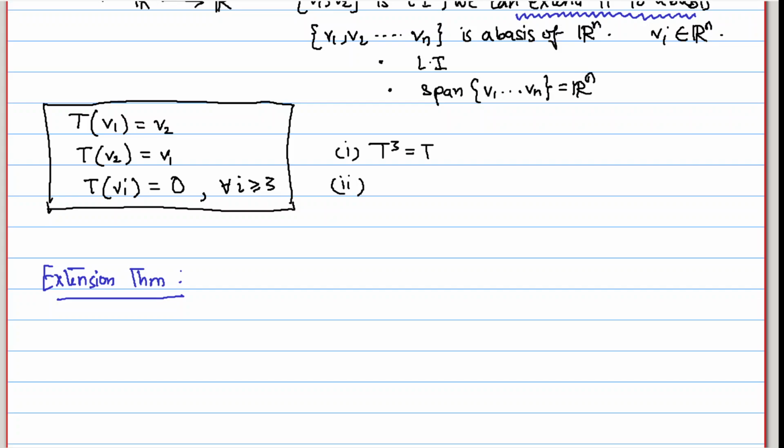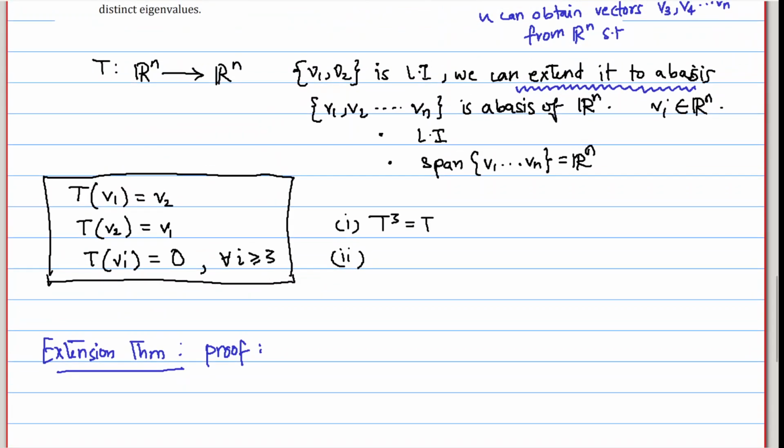Okay. So basically you're asking for the proof of the extension theorem, right? No. I am just asking: is V3 a linear combination of V1, V2? No, never. That could never be. Okay. So you are adding some V3, V4 like that, and you are saying it is a basis of Rn. Yep.